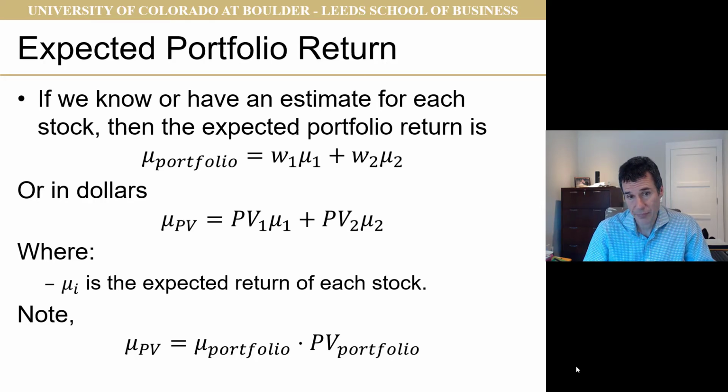The second thing to note is this is telling us how much we think we're going to make. So if I invest $100,000 and, let's say in portfolio terms, it says 5%, then my expected dollar return is 5% of $100,000 or $5,000, and I expect the portfolio to be worth $105,000, what it's worth today plus the $5,000.